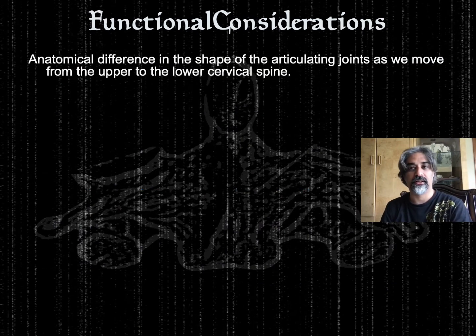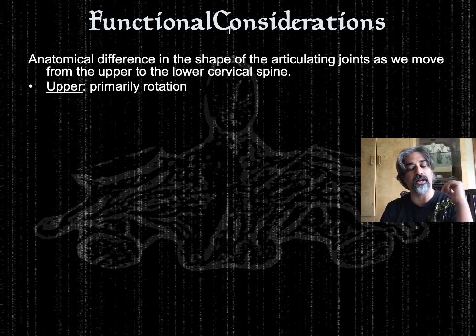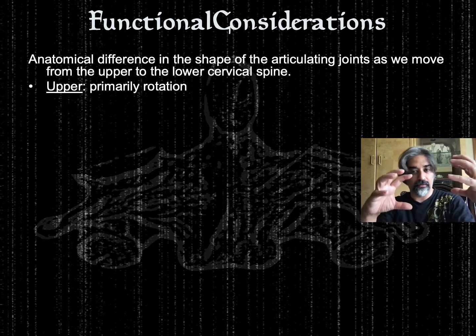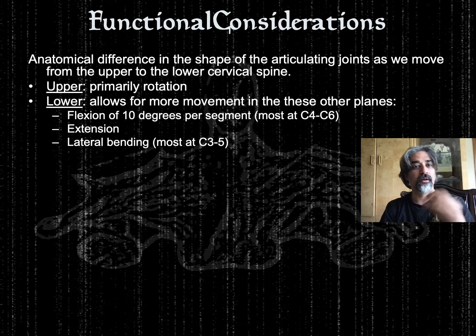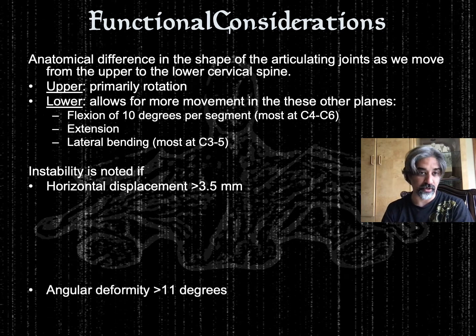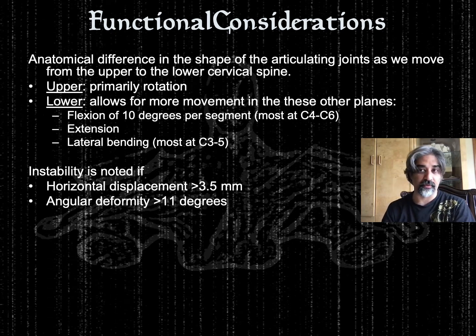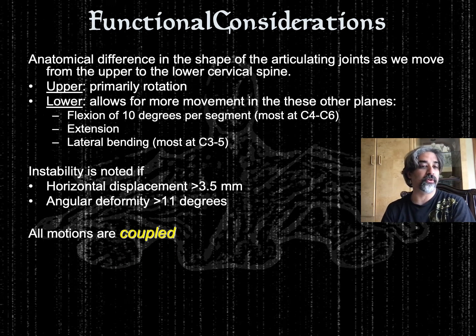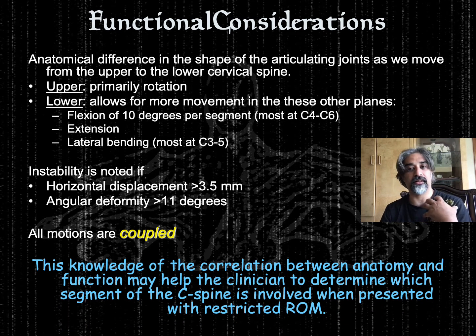More functional considerations. Anatomical differences in the shape of the articulating joints as we move from the upper to the lower cervical spine. Basically, the upper part is all about rotation, and the lower part is about flexion, extension, and lateral bending. Instability is noted if horizontal displacement of greater than 3.5 millimeters, as we had said in the Atlanto-Occipital joint. Any angular deformity of greater than 11 degrees. All motions are coupled, and the idea is that if you can understand how the C-spine works anatomically and biomechanically, it might help clinically.